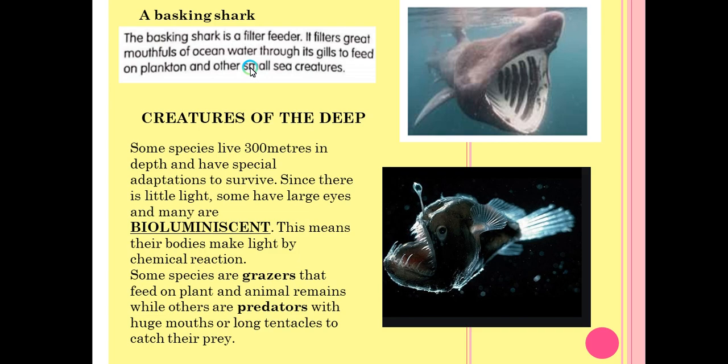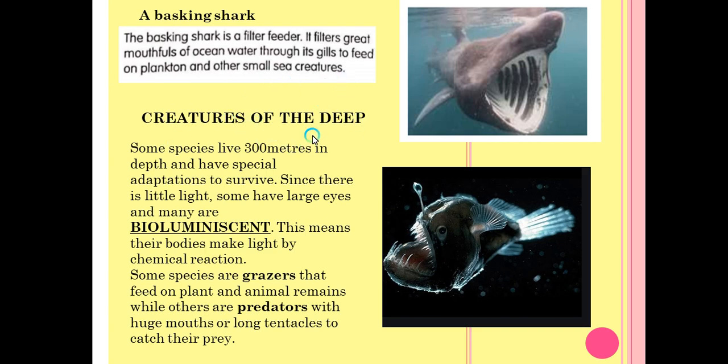Another life in the ocean is the basking shark. A basking shark is a filter feeder, like a sieve. It filters great mouthfuls of ocean water through its gills. Gills are used for breathing in fish. It feeds on plankton and other sea creatures, so it uses that to feed.